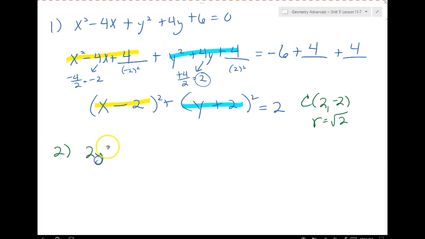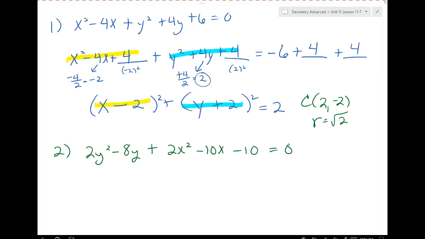I get 2y squared minus 8y plus 2x squared minus 10x minus 10 is equal to 0. Now, here's the first things first. Do you notice something in front of your x squared and your y squared? And there's a number. Every example I've done for you so far, is there a number in front? No. I don't want a number in front, so how do I get rid of it?